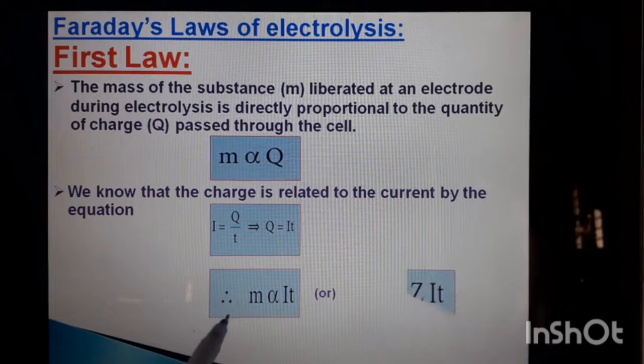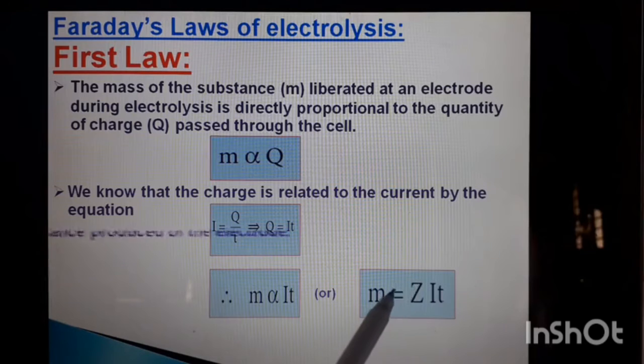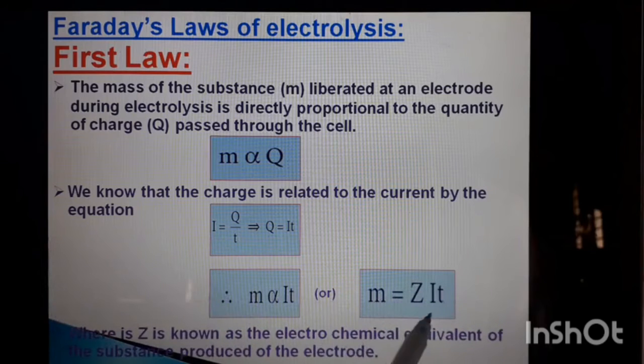Or M is equal to Z I T. Here one term, Z, is introduced. This is the electrochemical equivalent, the electrochemical equivalent of the substance produced at the electrode. This is Z. This is a very, very important concept in problems. There are so many problems in the book, so Z is very, very important. Z is the electrochemical equivalent.